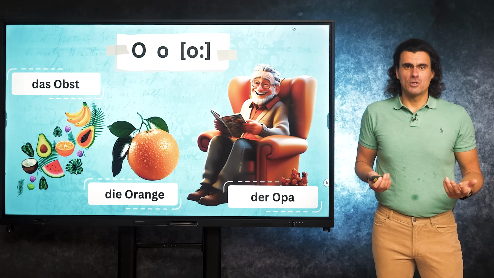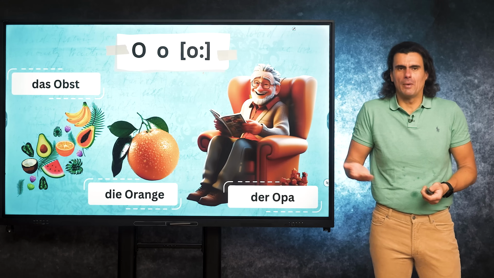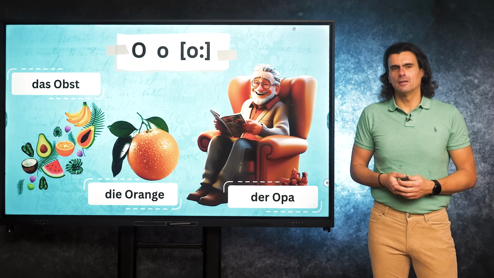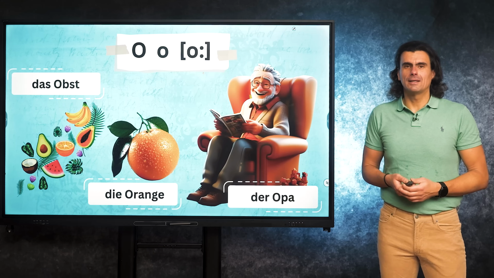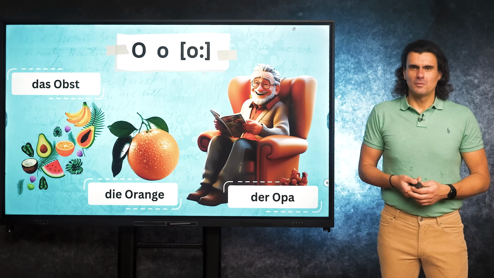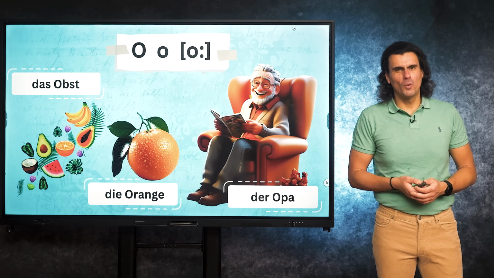Das Obst, which is the generic term for any sort of thing which we might be calling fruit in English, die Orange, which is the orange, oder der Opa, which is the grandfather. Das hier ist ein Opa.